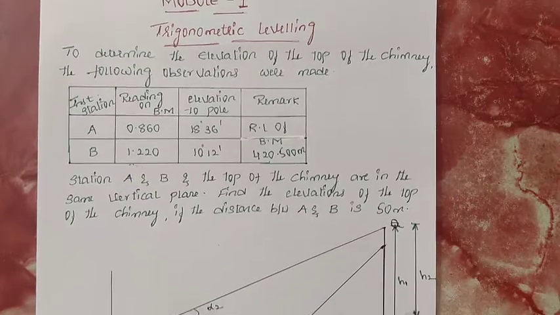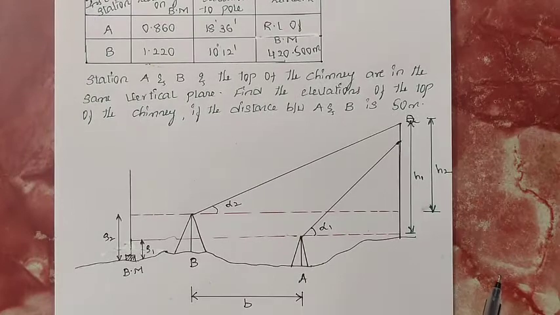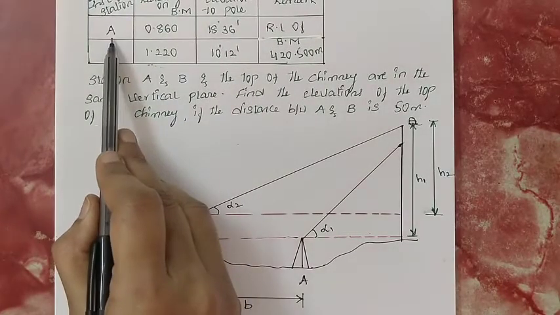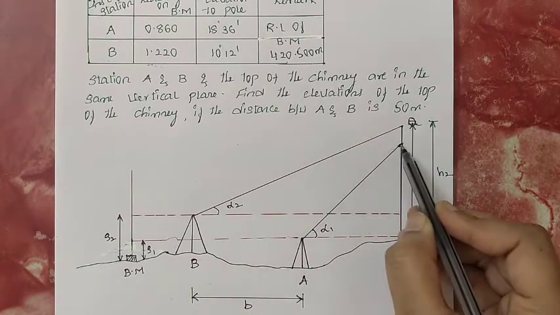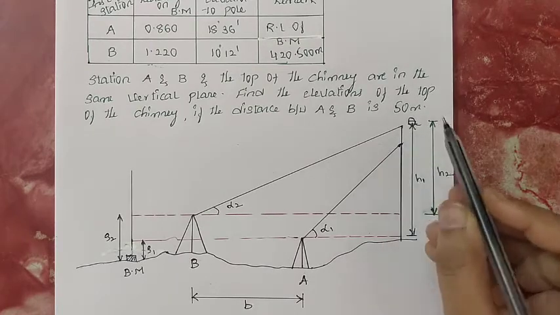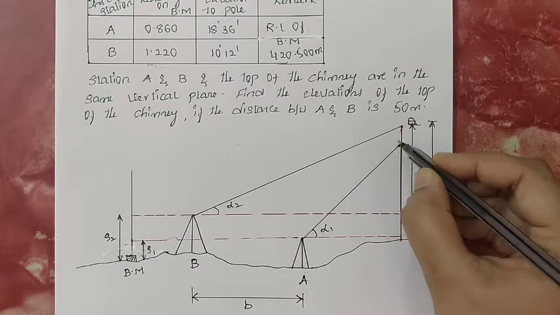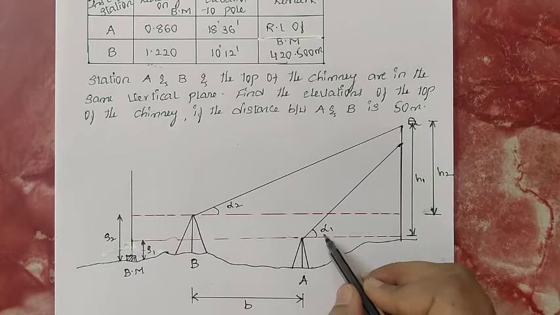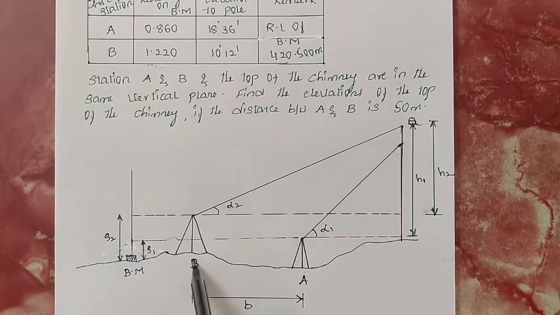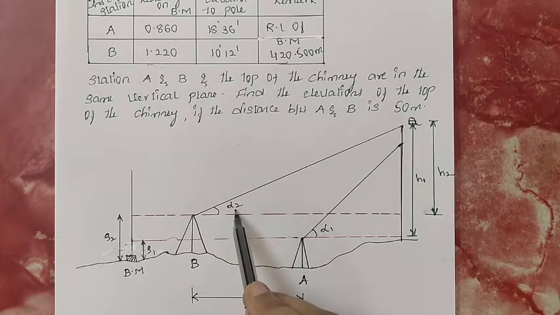Okay, I have drawn the figure here. You can observe, when the instrument station is at A, this is the ground profile. The angle of elevation to the top of the chimney, it has been reached here. I made a mistake here, make a correction over there. The angle of elevation to the top of this chimney is alpha 1. Similarly, when the instrument is at B, the angle of elevation to the top of the chimney is denoted by alpha 2.